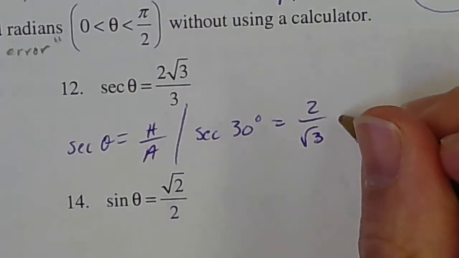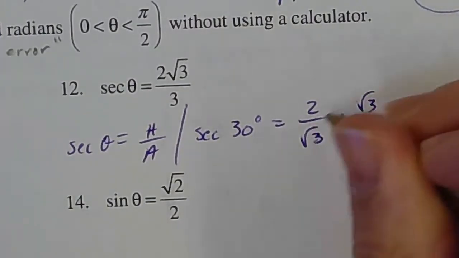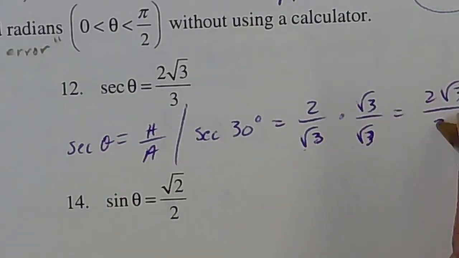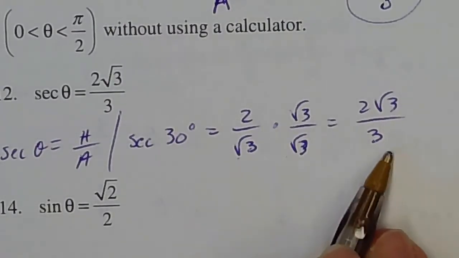And then rationalize it. What does that give us? Square root of 3 over square root of 3, and multiply. So up top, I get 2 square root of 3. On the bottom, we get square root of 9 or 3. That's what we're looking for, right? That's the answer. So I just verified what the answer is.